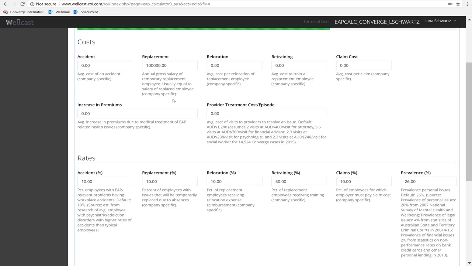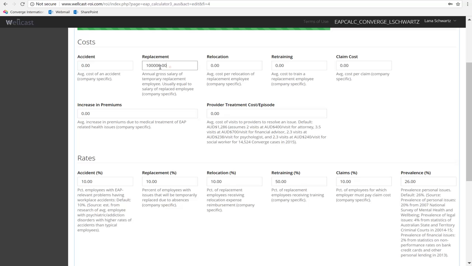What we have up here then is the different areas that we can look at nominating where savings come from. So we can ask the organisation, what is the average cost of an accident for yourselves? Obviously for major manufacturing type environments, it might be very expensive. For an office environment, it might be slightly lower. If you have that information, feel free to put it in there. Otherwise, just leave it at zero.